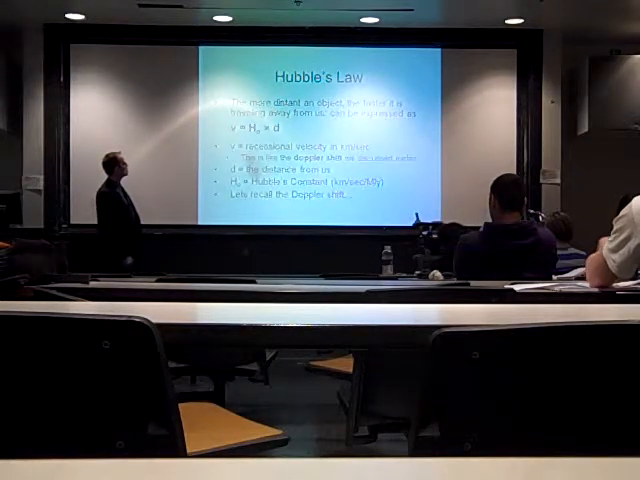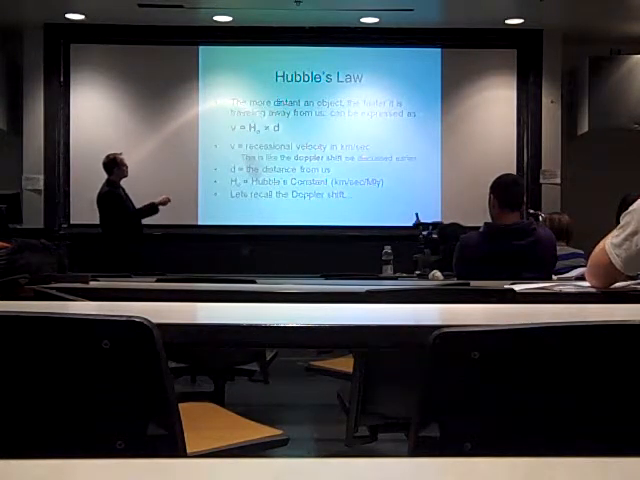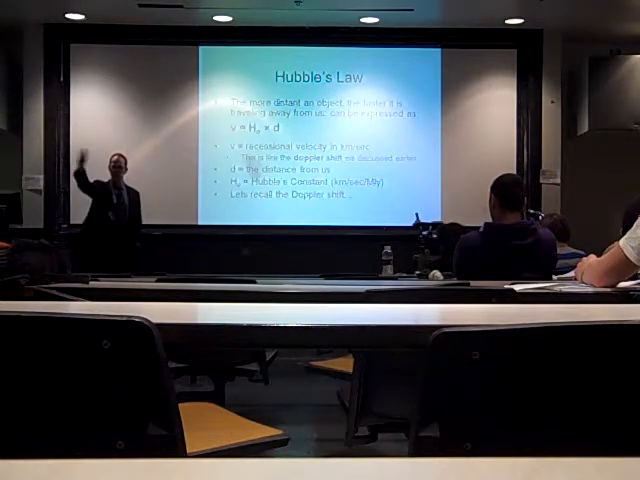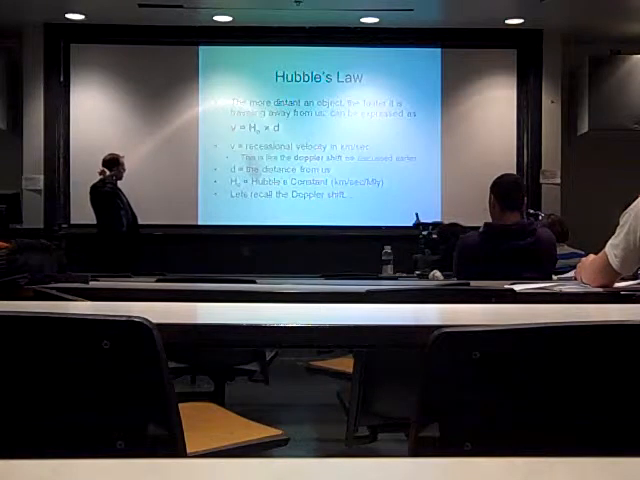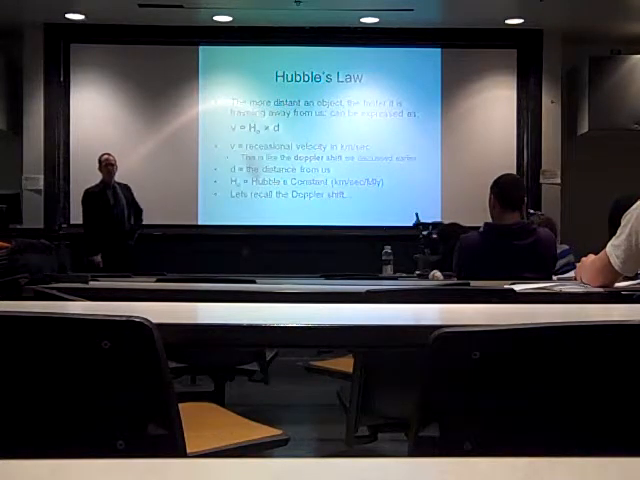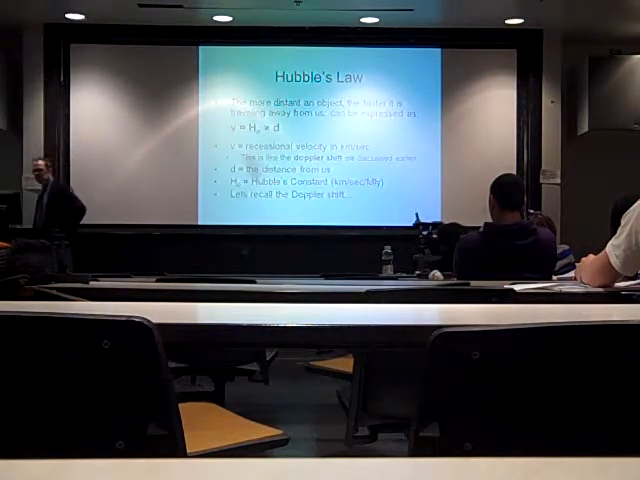Okay, so V is just going to be what we call the recessional velocity. You can just think about it as a Doppler shift towards the red. Hubble's constant, well, in this class we're going to use units of kilometers per second per mega light year. That's the unit of that constant. That's how you get things to work out.